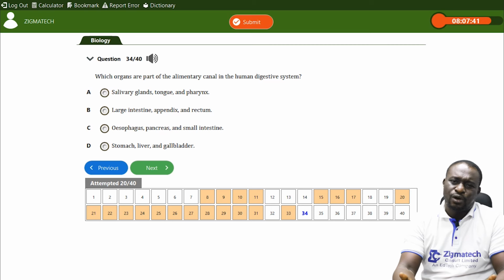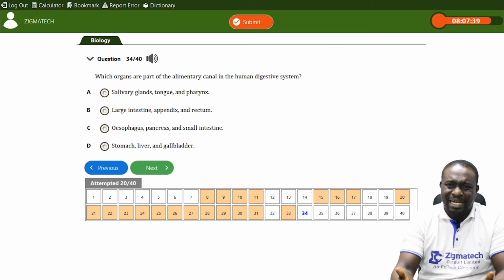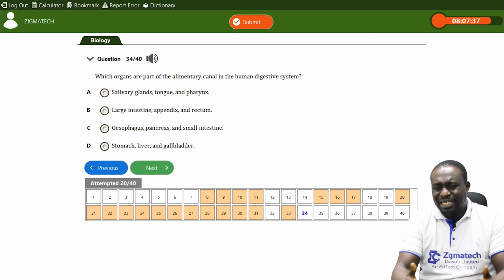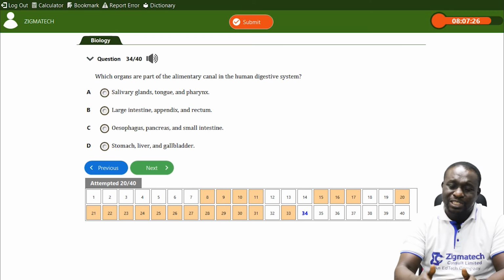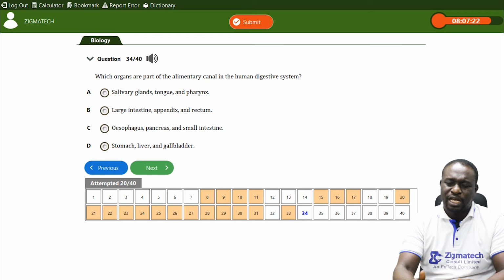The only thing is that it does not produce any enzyme. It does not bring about the digestion process. It only stores bile, which is produced by the liver. Now, the bile is what carries out the function of digestion and not the gallbladder. The gallbladder is where it is stored temporarily.